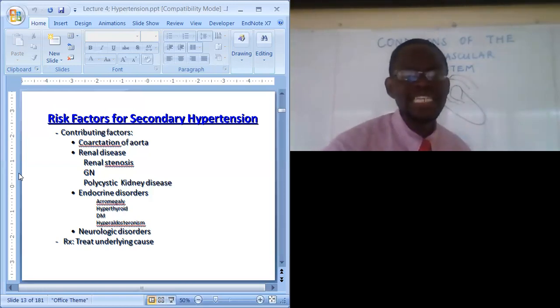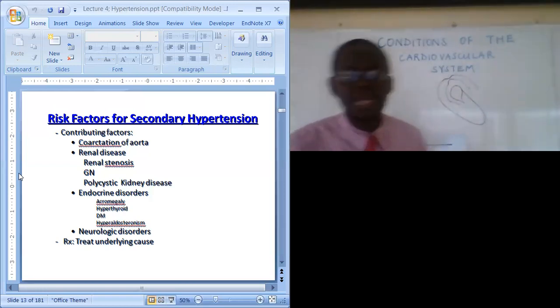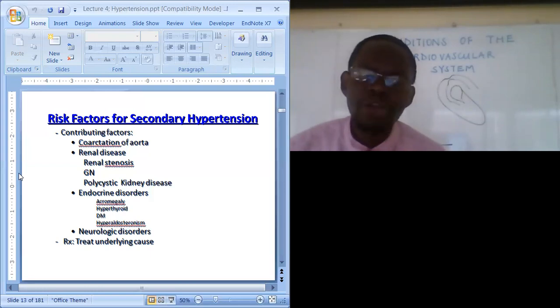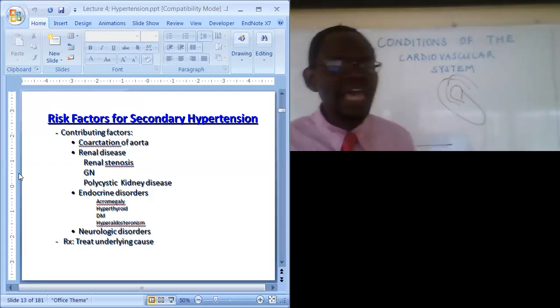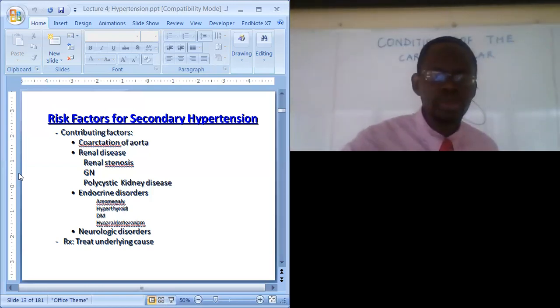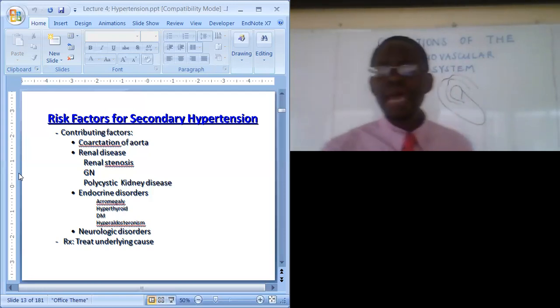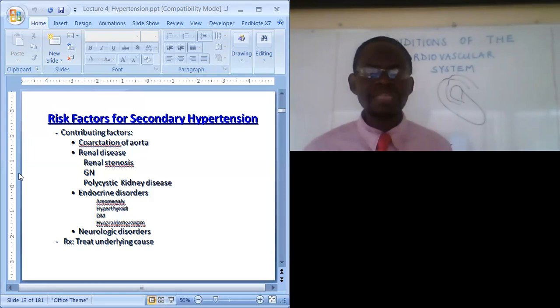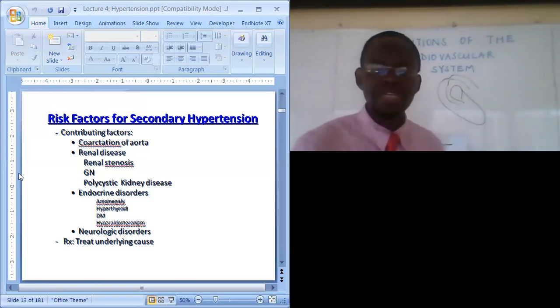Other causes include renal disease, renal stenosis, and conditions like glomerulonephritis and polycystic kidney disease. We shall look at these as we move on. Endocrine disorders like acromegaly, hyperthyroidism, diabetes mellitus, and hyperaldosteronism are all associated with an increase in blood pressure, and in this particular case, it is secondary. If you treat the underlying cause, then that means you have treated the hypertension.